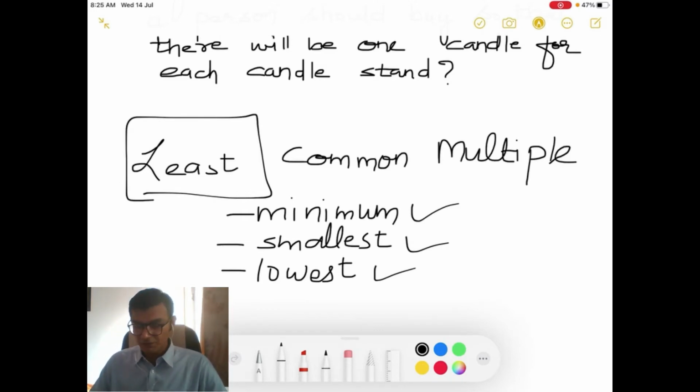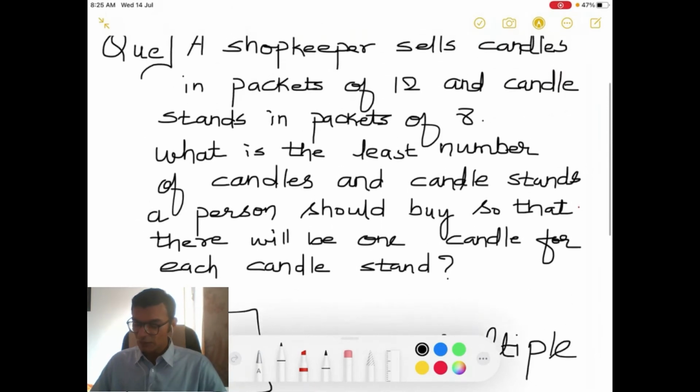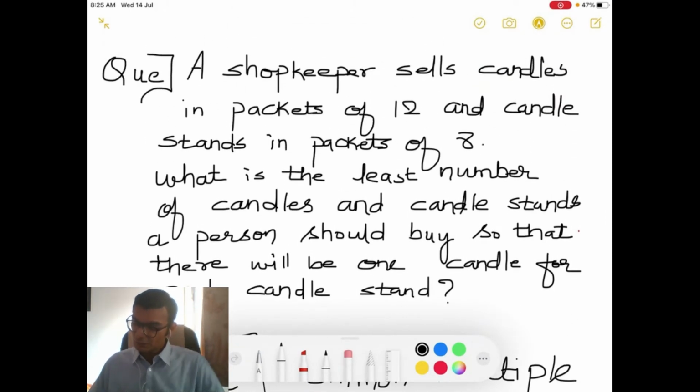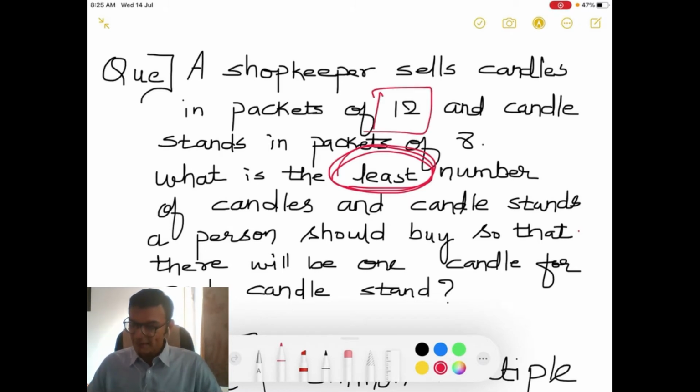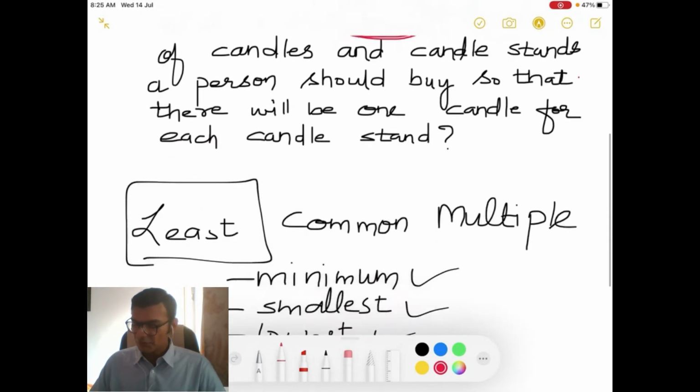Okay, so let us read our question and try to find out the hint that we are looking for. The question says, what is the least number of candles? So I see the word least. There I get my hint that I have to find the least common multiple of 12 and 8 in this question. Now you can solve it using any of the methods.